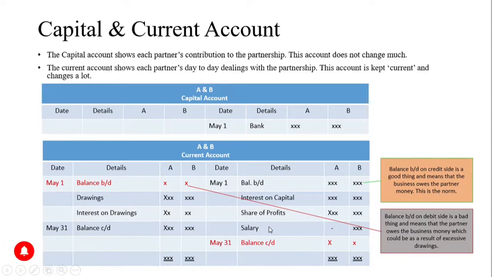I want you to pay keen attention to the current account and realize that it resembles the appropriation account. Yeah, so the current account resembles the appropriation account. All right, so this is basically the partnership account. Partnership account is very easy, very simple, right?